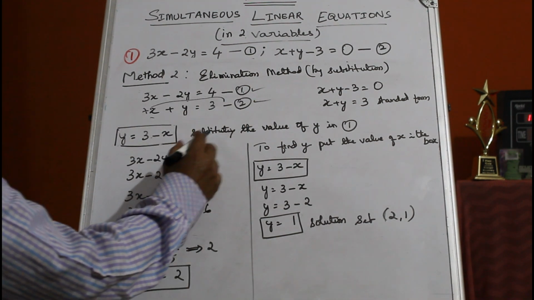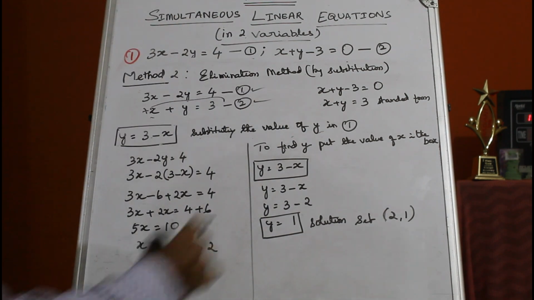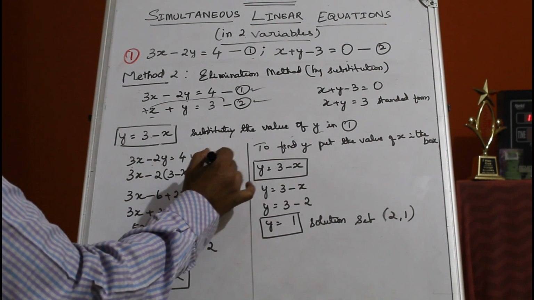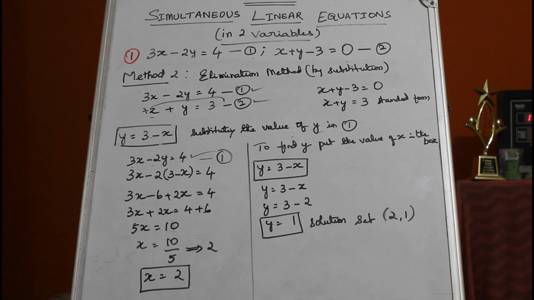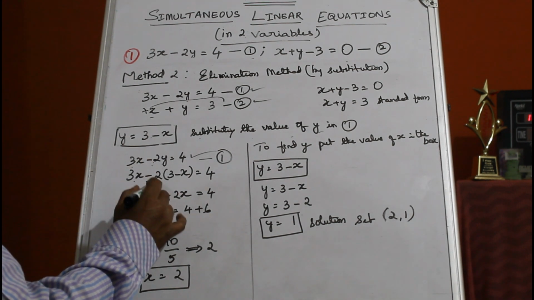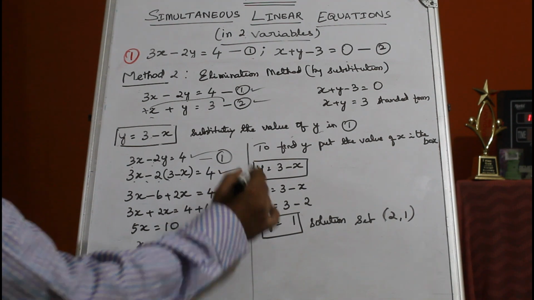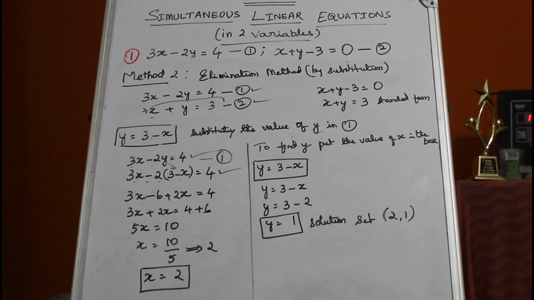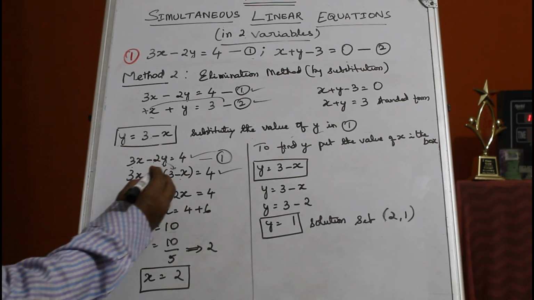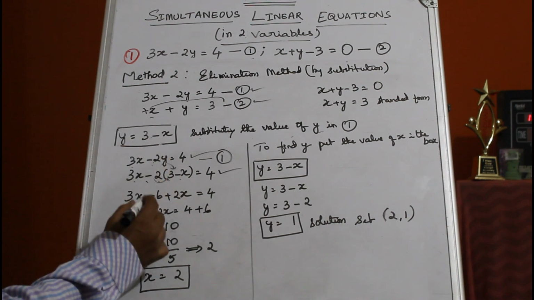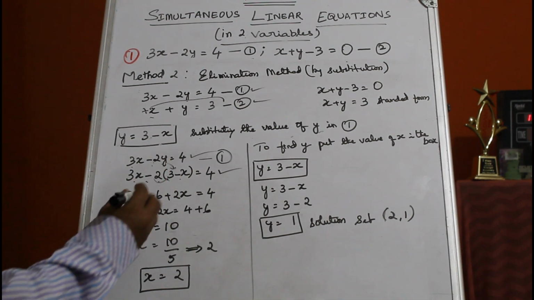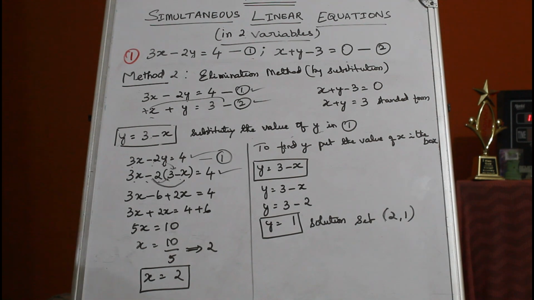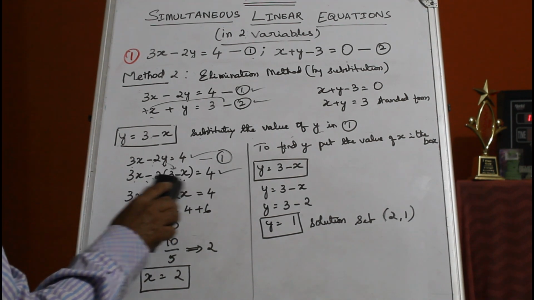Now substitute the value of y in equation number 1. Take this equation, 3x minus 2y equal to 4. This is called equation number 1. Now write the 3x as it is, minus 2y, and in the place of y you put this value, 3 minus x. Now you multiply this: minus 2 into 3 is minus 6. Minus 2 into minus x is plus 2x. So just multiply this and expand.